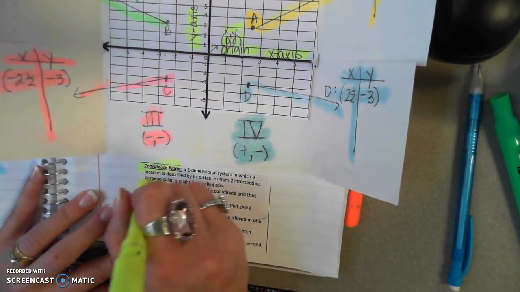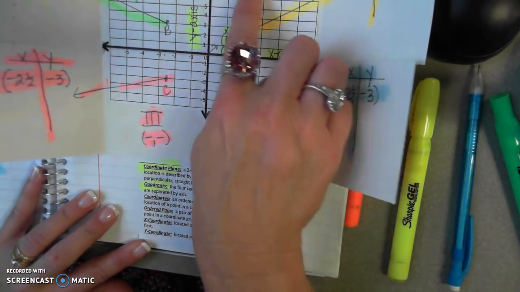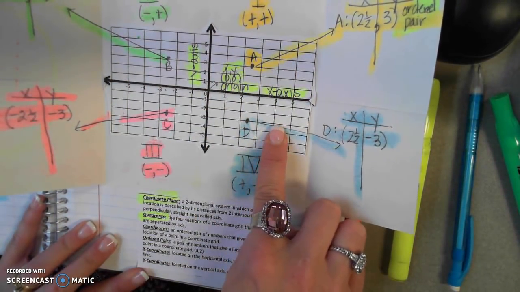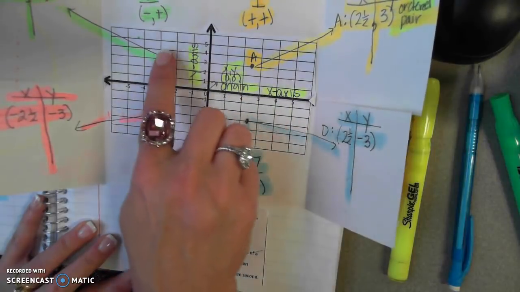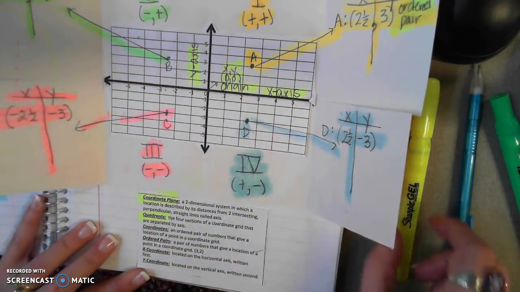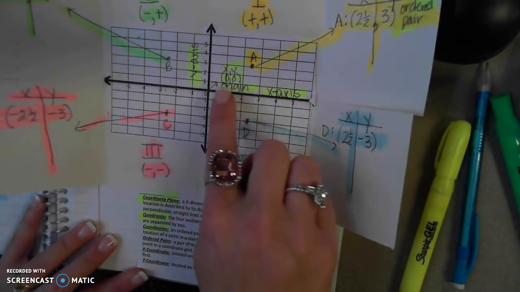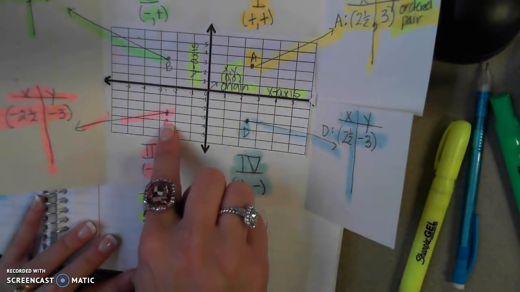The next one is quadrants that we have already gone over. Quadrants is where each section is graphed in. Okay, so the coordinate grid is separated by 4 different quadrants. Your coordinates are your ordered pairs. Your ordered pairs are where you document where they are.